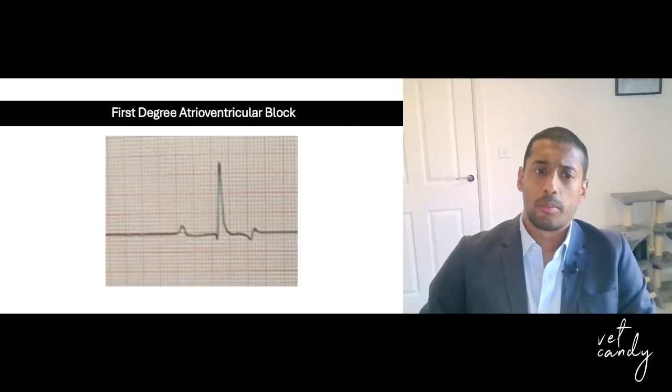conduction. But all P waves are followed by a QRS complex, i.e. all the impulses get through. First-degree AV block is not clinically significant. There is no impairment to cardiac output, but it may alert you to other problems like inappropriately high vagal tone.